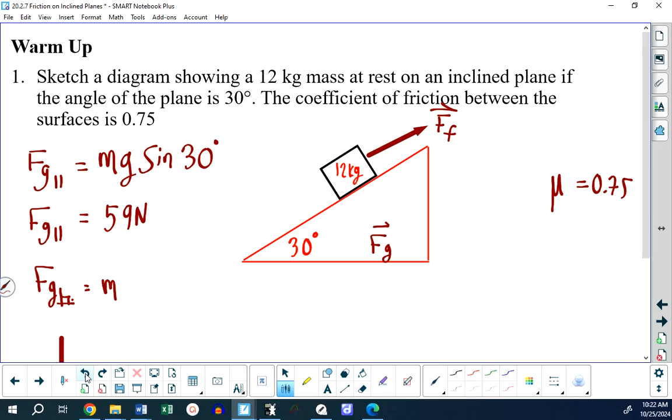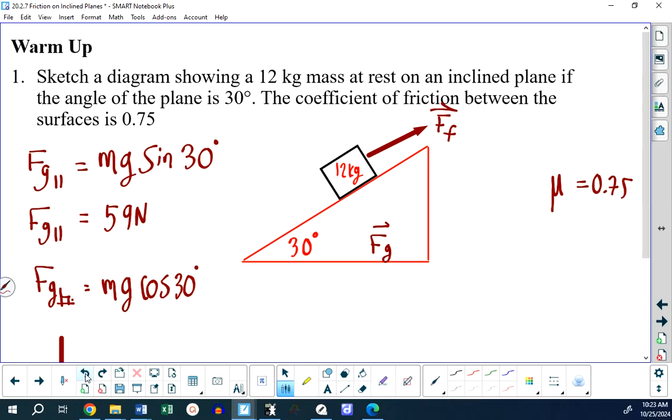That's going to be mg, so it's going to be 12 kilograms times 9.81 times cosine of 30 degrees. It's very close to 100 newtons. I'm just doing a rough estimate in my head. What do you get, Maxime? 101.9, so let's call it 102 newtons.